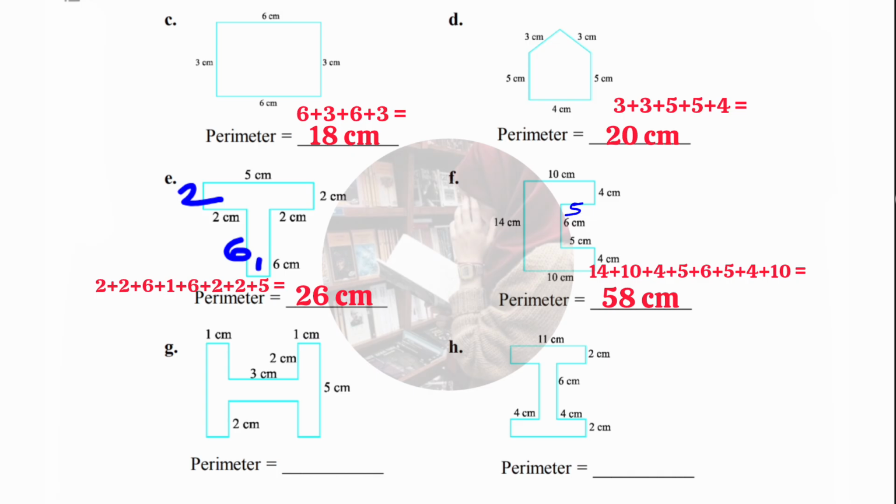Okay, next, G. Here we have the shape H. So here first we'll read the given centimeters. Okay, 1 centimeter, 1 centimeter, 2 centimeters, 3 centimeters, then 2 centimeters, 5 centimeters given. So the missing centimeters are, I am writing here, please write it down you also. So 5 centimeters, then 2 centimeters, then 3 centimeters, then 1 centimeter, 2 centimeters and 1 centimeter. Then you have to add all this. Okay, then you will get the answer as 28 centimeters.